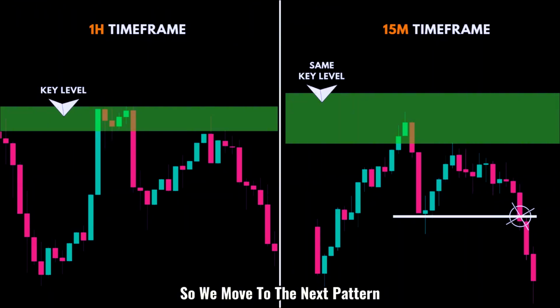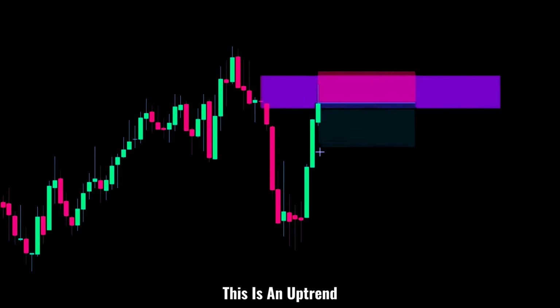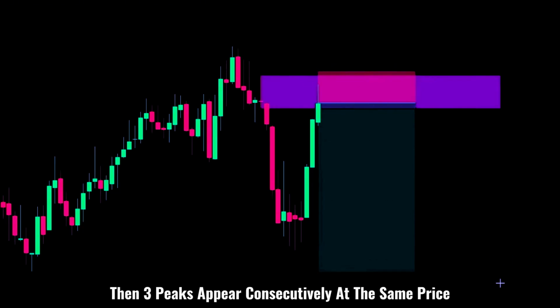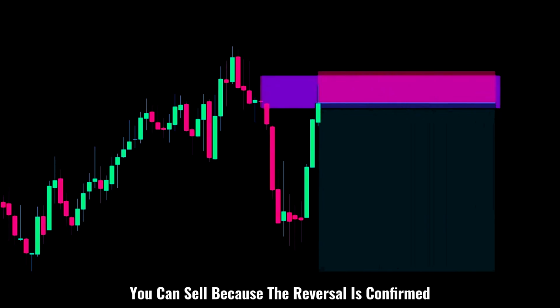So we move to the next pattern, triple top and triple bottom patterns. Starting with the triple top pattern, this is an uptrend, then 3 peaks appear consecutively at the same price. Swing lows form the neckline. When price breaks support, you can sell, because the reversal is confirmed.